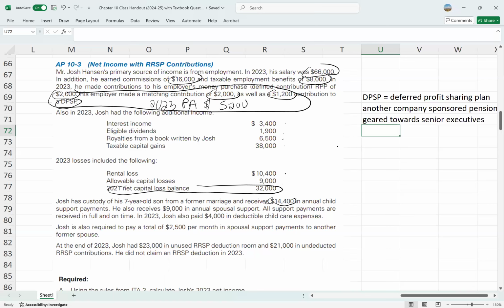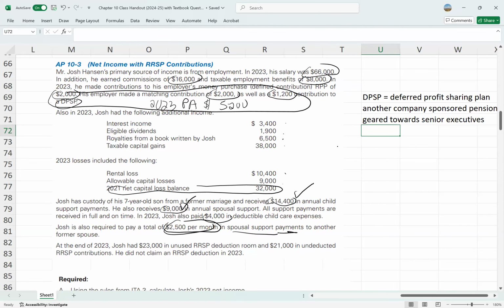He also receives $9,000 in spousal support, and he also paid $4,000 in childcare expenses during 2023. Now, he also has a sort of a second marriage that he got divorced as well. And in that second marriage, he's now paying $2,500 a month in spousal support. So this $14,400, that's what he receives. This $9,000 is what he receives, but this $2,500 a month is what he pays.